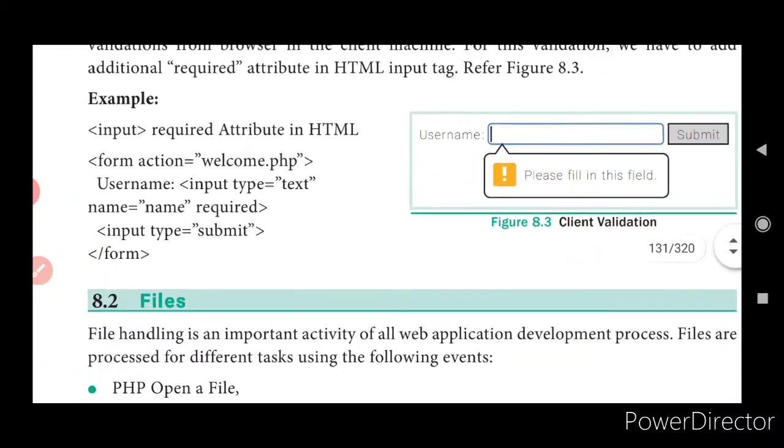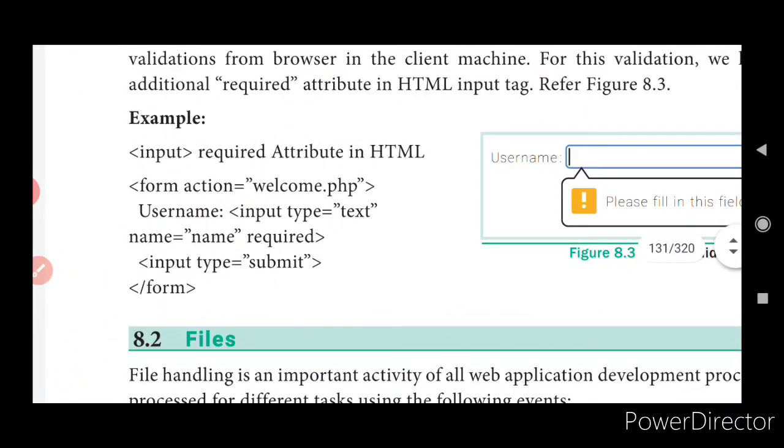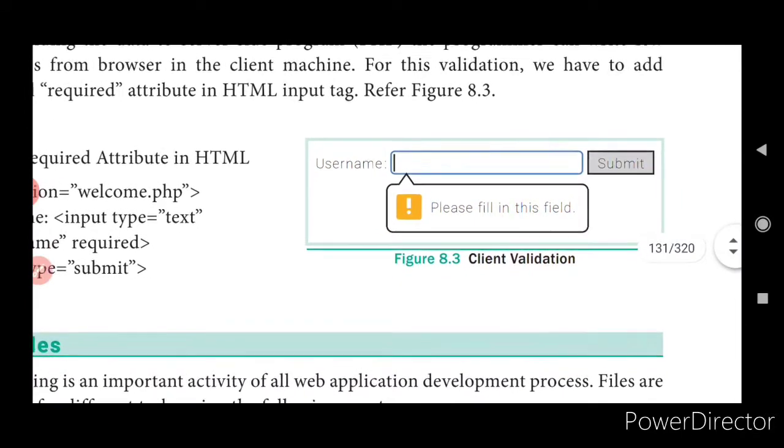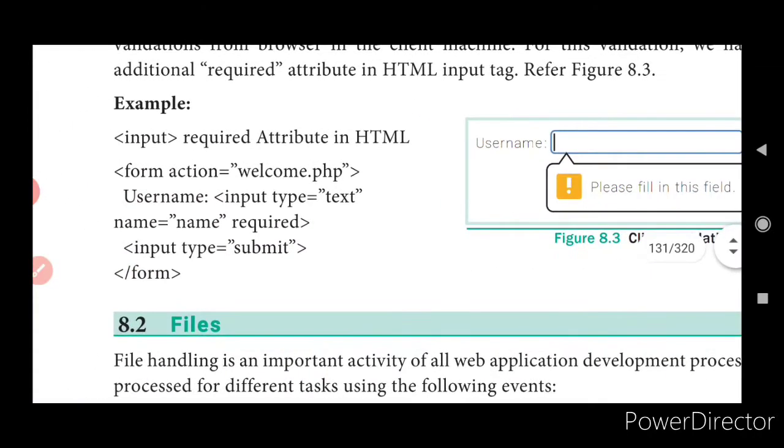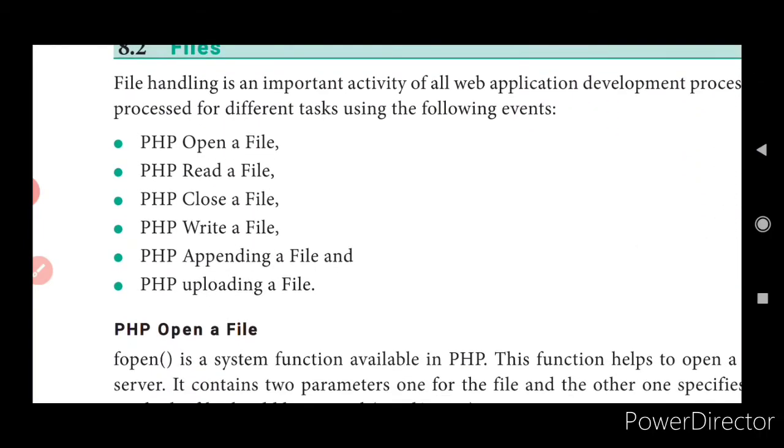Let us have a look at this code. What is actually written here? Input required attribute in HTML. What is the form action going to be? It is going to be welcome.php, which is your server program. You have a username, which is going to be a text box, and input type is going to be submit, which is simply a submit button. You will just write the username and we'll check whether this is valid or not. Here we are writing form action equal to welcome.php. This takes only two methods, one is post and the other one is get.